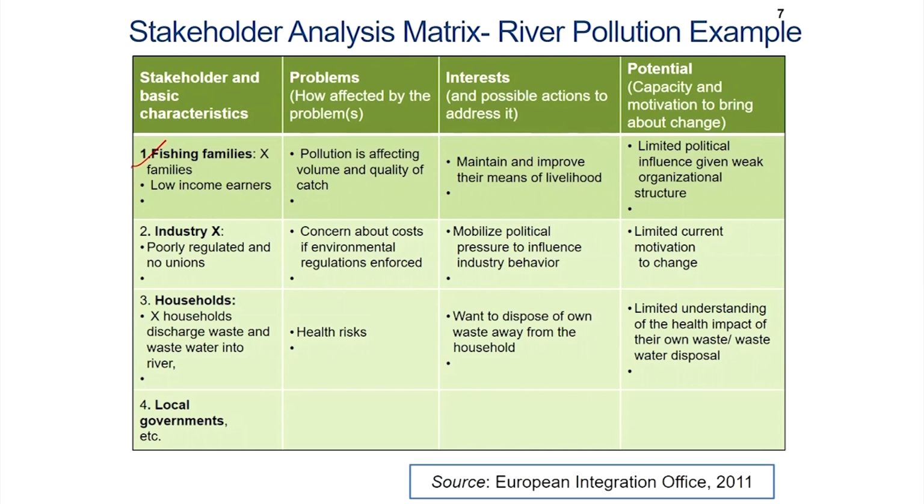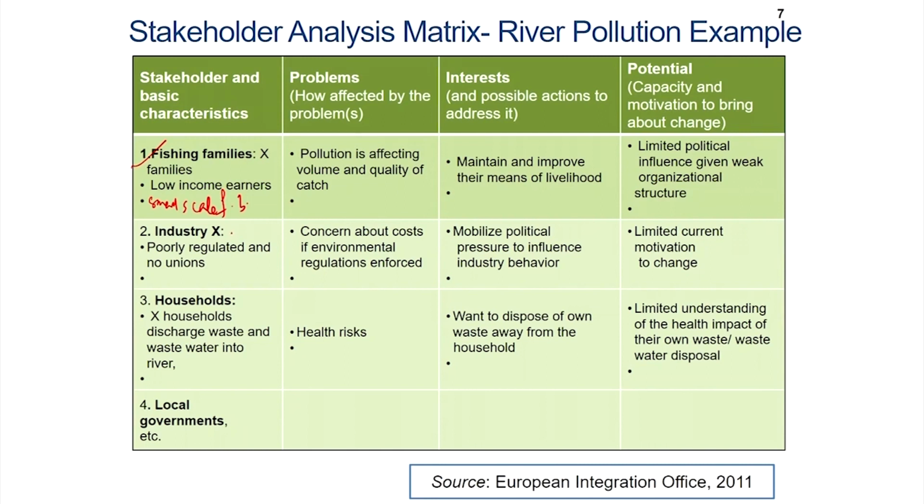So, in a standard stakeholder analysis matrix, the empty bullet points that you see here, you can add the stakeholders. You start with low income earners and then you can add, let us say, a small scale family business for example, and then you can keep adding bullet points with regard to the stakeholders that you want to look at.